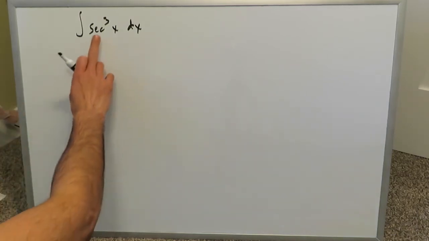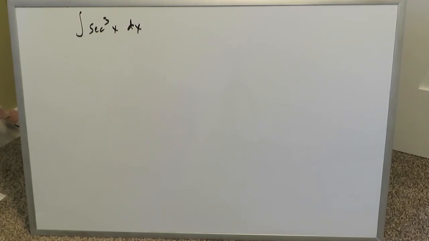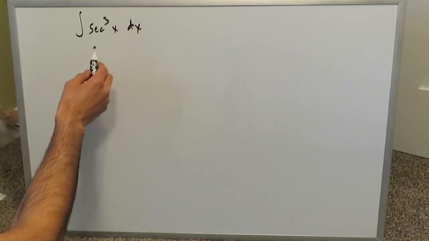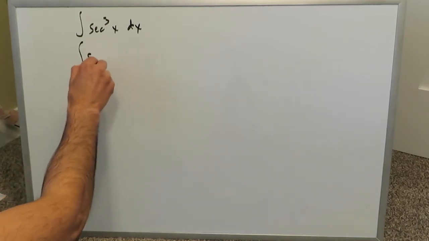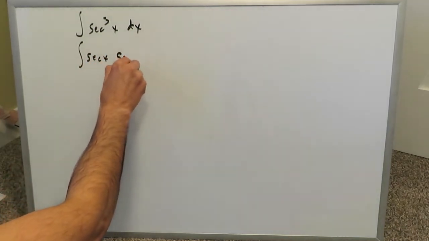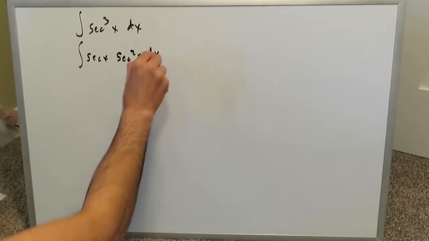The technique to utilize over here is integrating by parts, and the only way you can best realize that is if you separate this out. And by separating it out, I'm talking about this. We're looking at secant x secant square x dx.